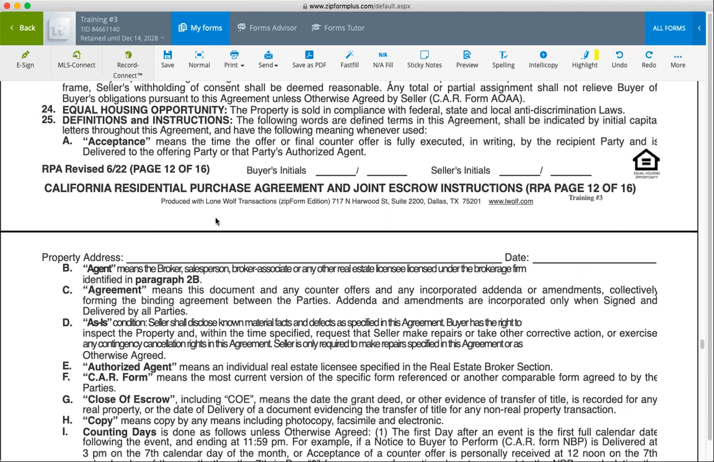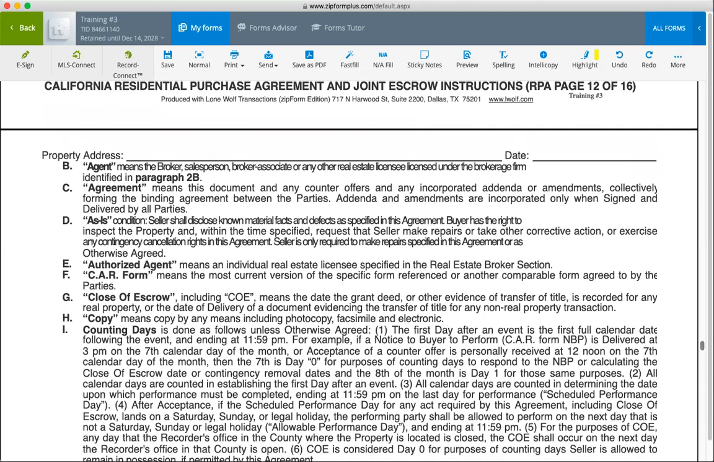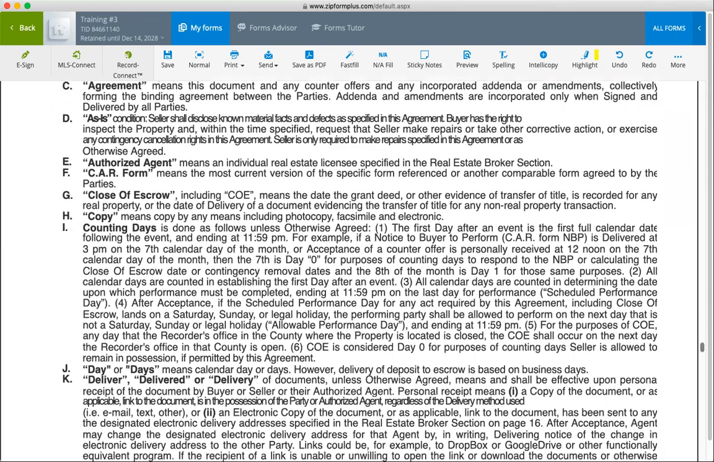This may seem rudimentary, but they're important. What does it mean? What is the date of acceptance? Time the offer is fully executed in writing by the recipient and delivered to the offeror. So day one of your escrow, if you get accepted today, day one is tomorrow, not today. Those kind of things are defined here. Who's an agent? What's the agreement? As is, what does that mean?